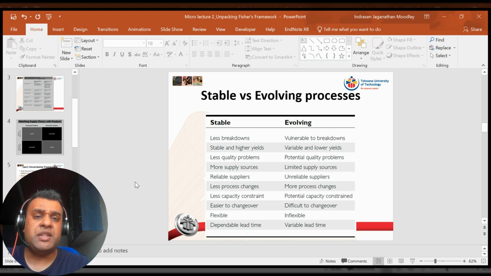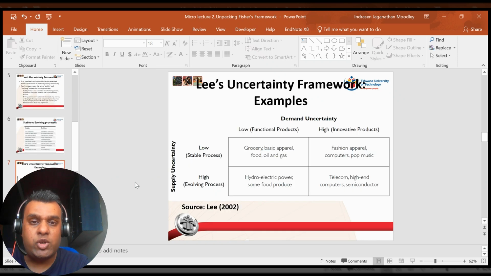These stable versus evolving processes each had varying degrees of problems that they yielded to supply chain managers. From stable processes having fewer breakdowns and higher yields, more supply sources, on the other hand, your evolving processes being more vulnerable, and having potential quality problems, being inflexible, difficult to change over. So, of course, approaching each of these processes with a management framework requires a nuanced approach.